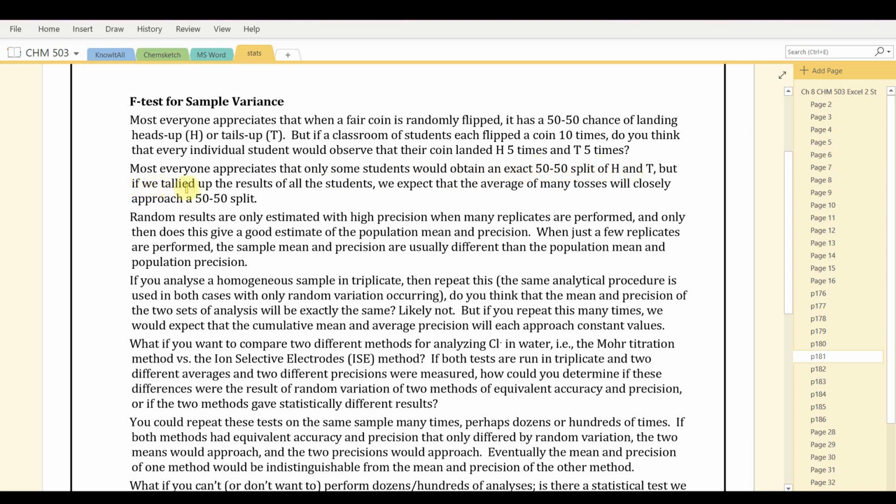But if we tallied up the results of all the students in the class, we expect that the average of many tosses will closely approach a 50-50 split. You see, random results are only estimated with high precision when many replicates are performed, and only then does this give a good estimate of the population mean and precision. When just a few replicates are performed, the sample mean and precision are usually different than the population mean and the population precision.